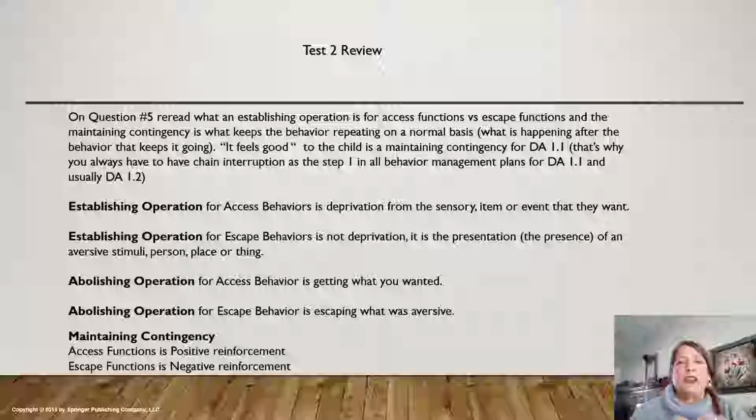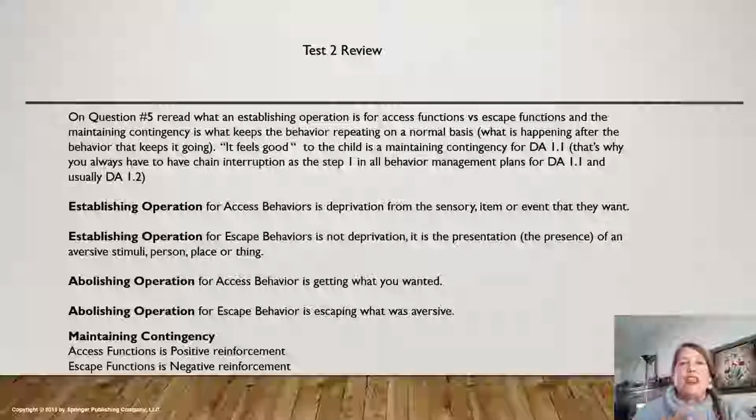The thing that they want to escape has now been provided, and so that's the important difference between those two, access and escape behavior. Now, abolishing operations, I didn't even ask for that, but I want to be sure you understand that for an access function, the abolishing operation is basically you are full.